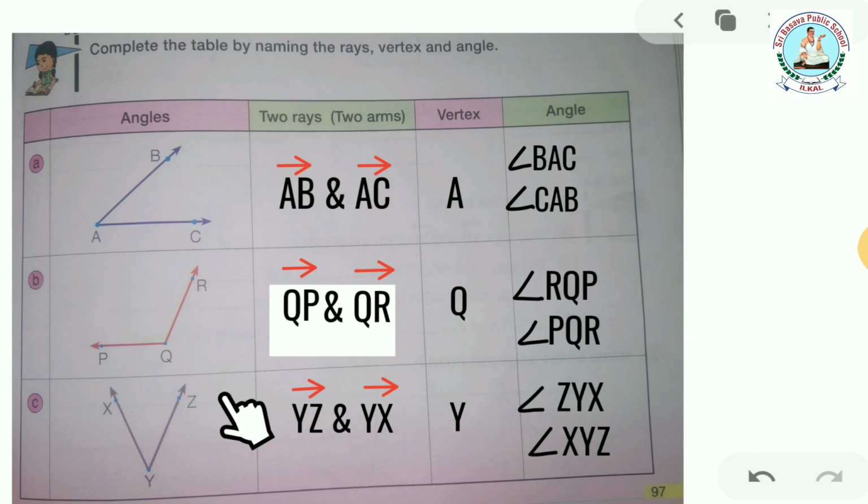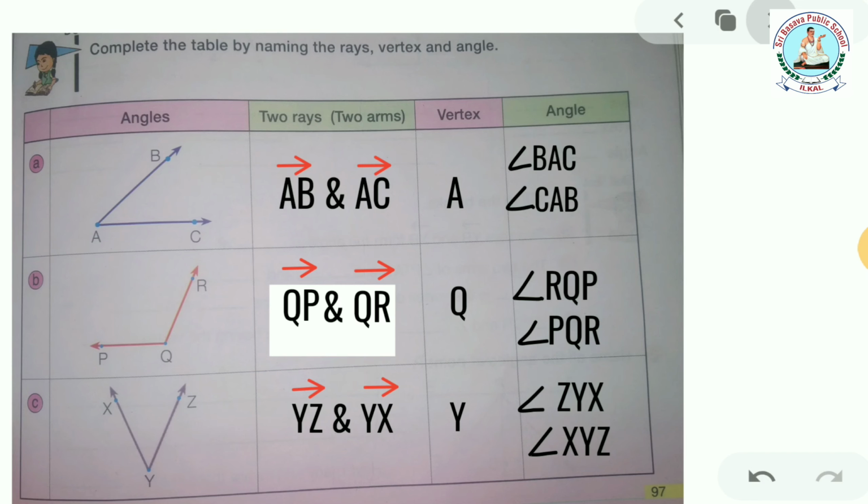Let's move on to the next figure. So here what are the arms? YZ and YX are the arms, and Y is the vertex. And how do you name this? It is XYZ, one way, and the second way is ZYX. So this is how we can name the rays, vertex and angle of the figure given.